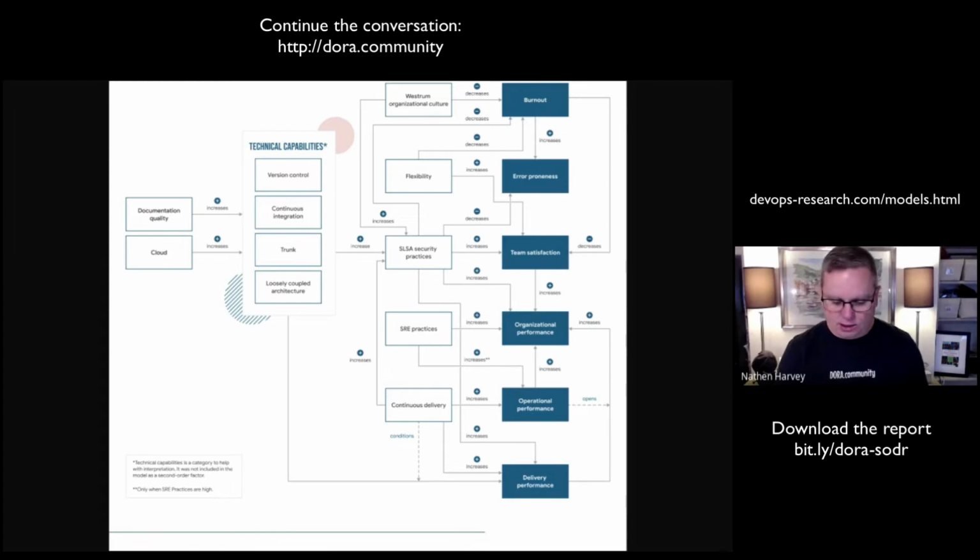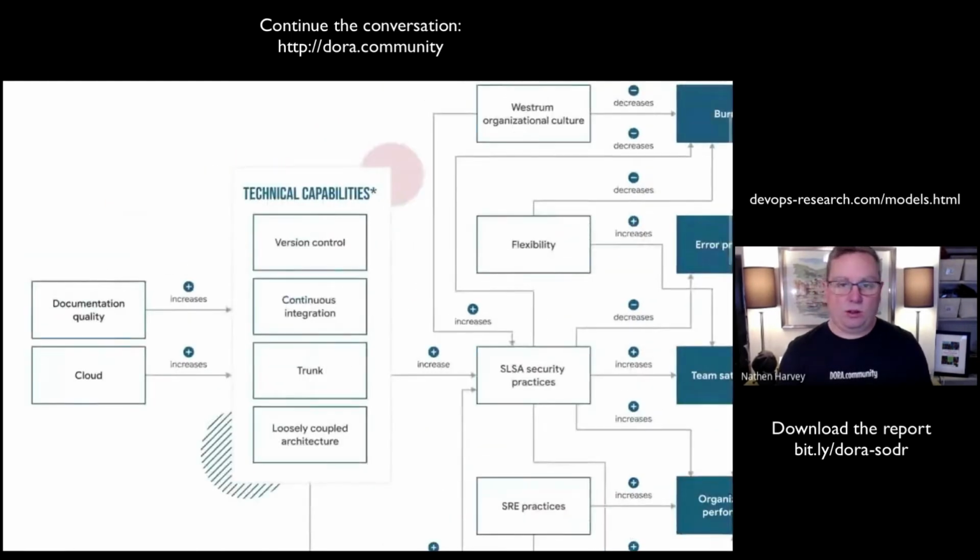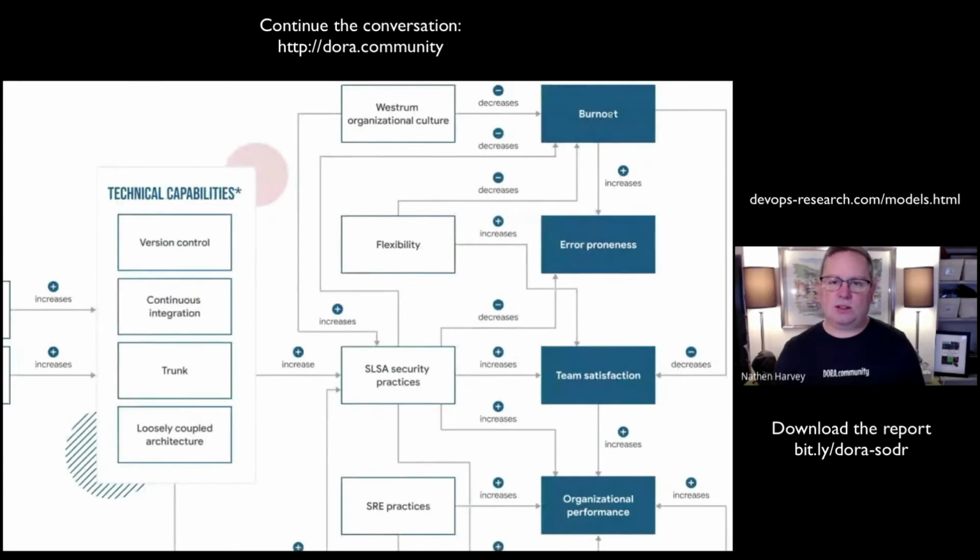As a concrete example, let's say you recognize that your team is suffering from a good bit of burnout. Well, how can you decrease burnout on your team? We can follow these arrows backwards and see that Westrum's organizational culture decreases burnout. Those of you that are familiar with Westrum, of course, what we mean is Westrum's generative culture is what decreases burnout. Stay away from those pathological and bureaucratic organizational culture types.